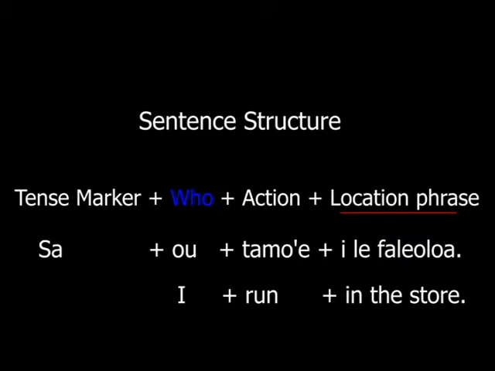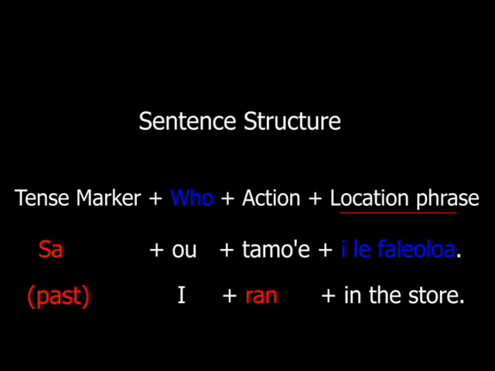Finally, I'll add the location phrase after the action word. In this case, it is ile faleoloa, which means in the store. So the word for word translation is I run in the store. Since the sa is in the front, it changes the tense to past tense. And the past tense of I run is I ran. I ran in the store. Sa o komoe ile faleoloa.